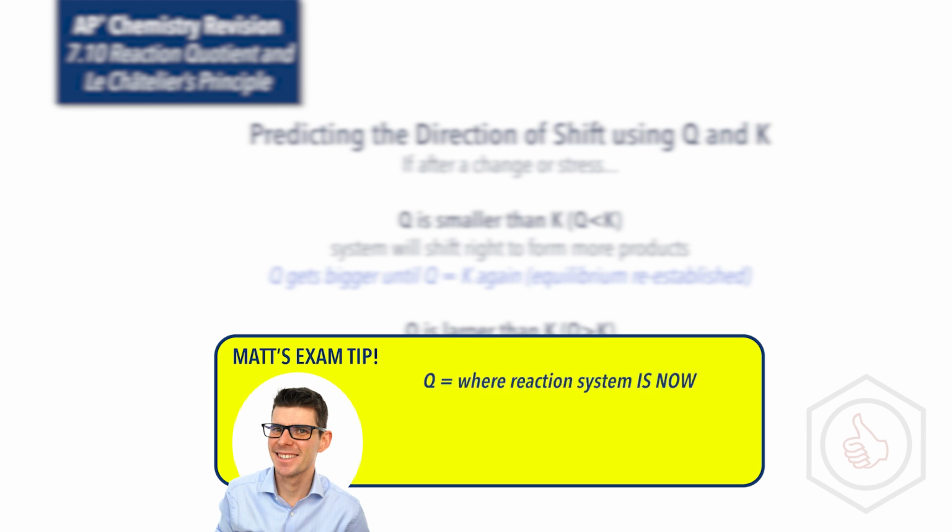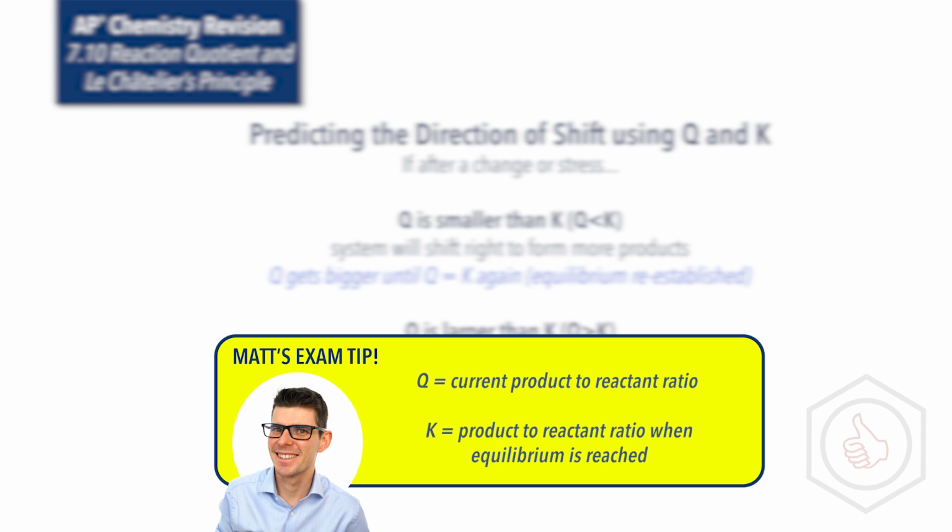Exam tip here, you can think of Q as telling us where the reaction system is at any moment in time, and K telling us where it's going to go. So Q being the ratio of product to reactant concentrations at a given moment in time, and K being the proportion of product to reactant concentrations at the end, when the system reaches equilibrium.